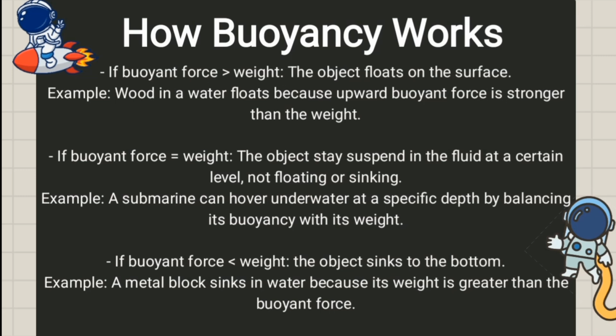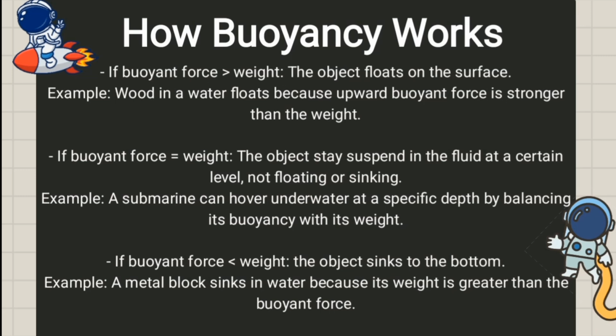Now, let's talk about how buoyancy works. If the buoyant force is greater than the object's weight, the object floats on the surface. For example, wood in water floats because the upward buoyant force is stronger than its weight.